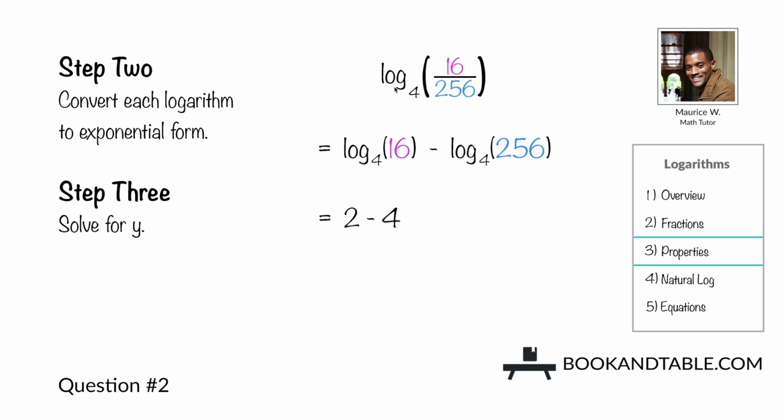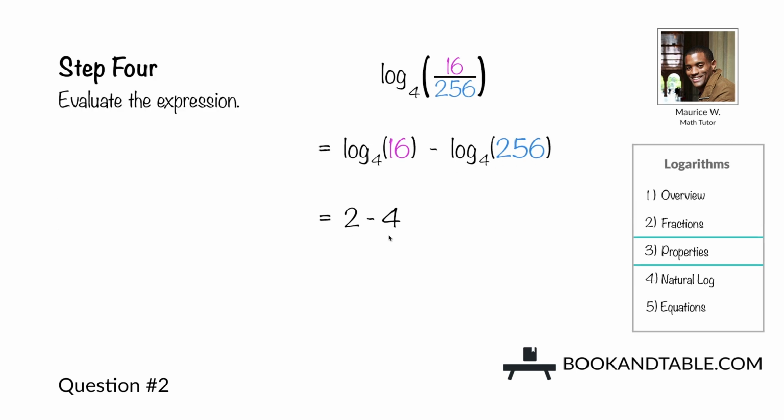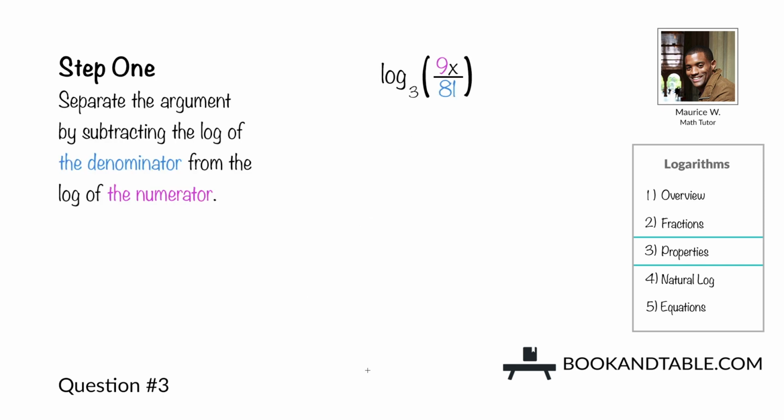So we find that the log of base 4 of 16 divided by 256 is equal to the log of base 4 of 16 minus the log of base 4 of 256, which is equal to 2 minus 4. And now we can evaluate the expression 2 minus 4, showing us that this equals negative 2. So that is the answer to question number 2. Let's now have a look at question number 3.